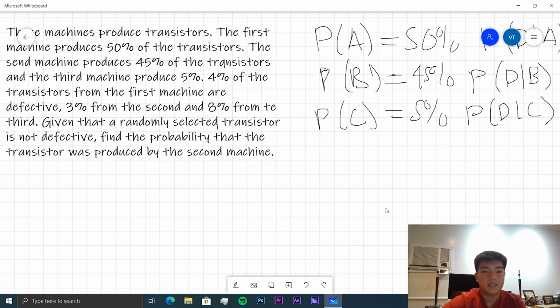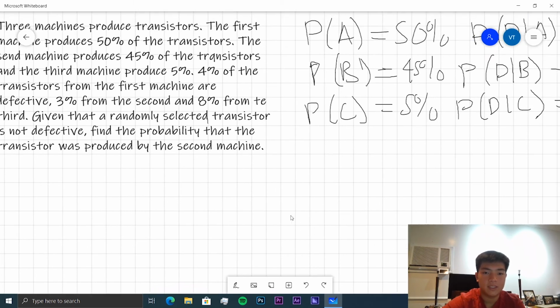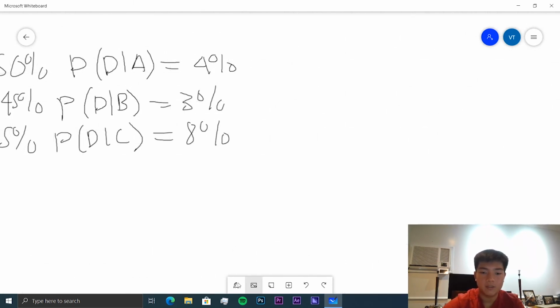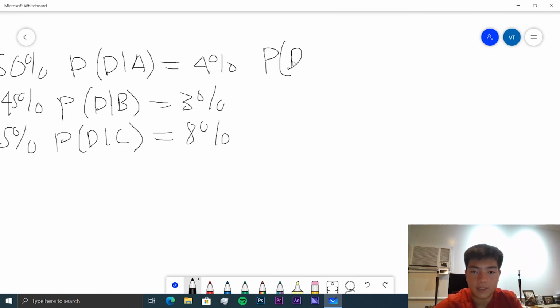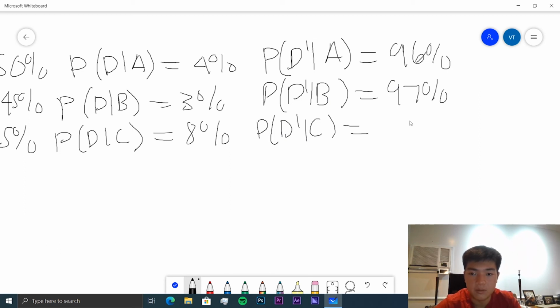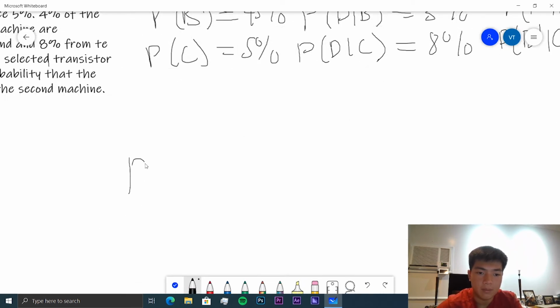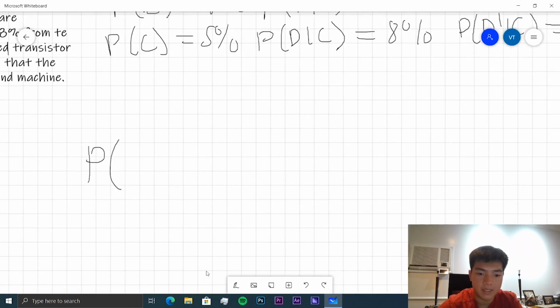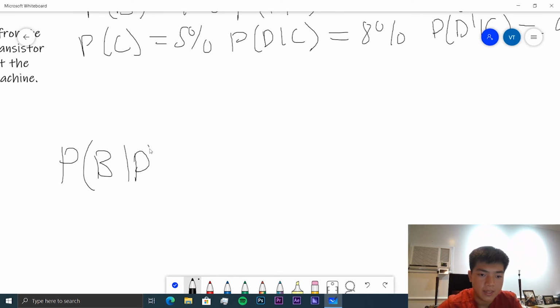So, given that a randomly selected transistor is not defective, find the probability that the transistor was produced by the second machine. So what we actually have to do is convert these defective values into non-defective values. So this will be equal to 96%. Probability that it is not defective from B is equal to 97%. And the probability that it is not defective from C is equal to 92%. And so what we actually need to find is the probability that, given that the transistor is not defective, it was produced by the second machine, which is B, given that D is not defective.